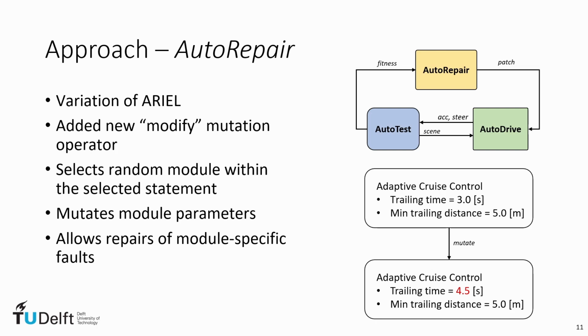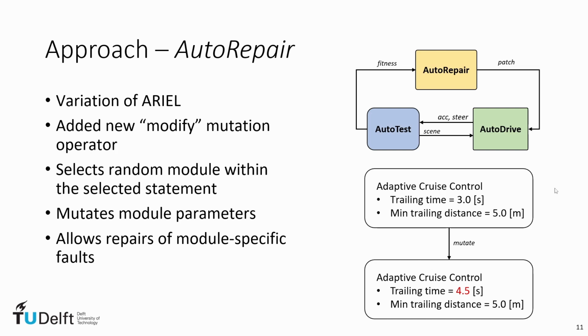And what it does is it will select a random module that's inside of a selected statement that's been found by fault localization, and it will then mutate these module parameters. And so this would allow for repairs of some module-specific faults that normally cannot be fixed with Ariel.